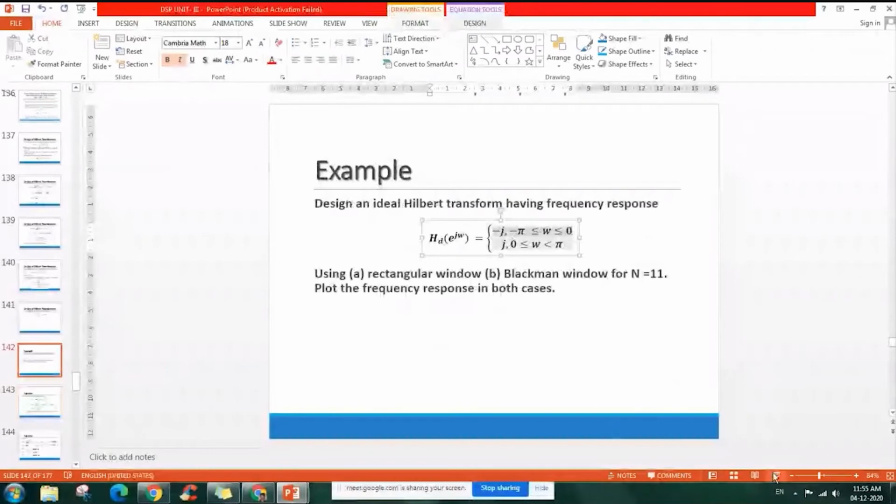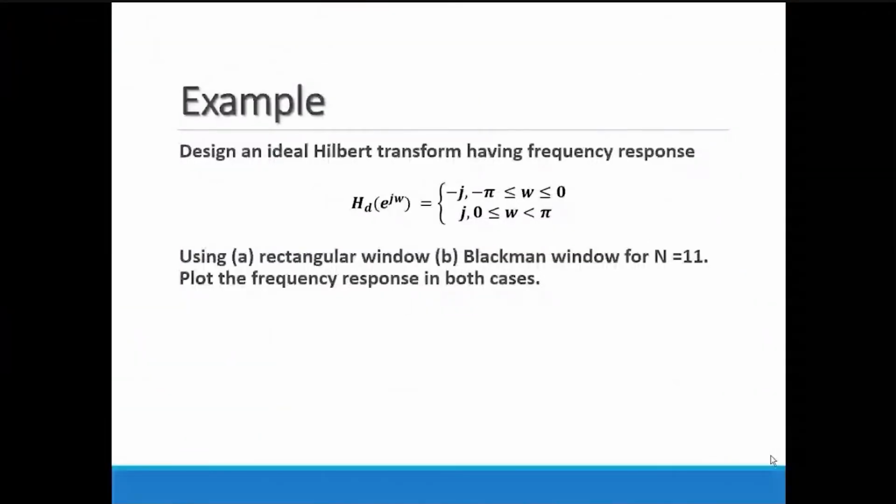Okay, so let me correct this typo and then again I'm discussing this ideal Hilbert transform having the frequency response minus j from minus pi to 0 and 0 to pi having the plus value. So using a rectangular window, using a Blackman window for n is equal to 11. The length of this transform or function is given, N or M is equal to 11, and you have to derive the frequency response or plot the frequency response in both cases. So it is not just we have to calculate h[n], but we have to calculate the frequency response, that is H'(e^{jω}). That is nothing but the filter's frequency response for the causal case.